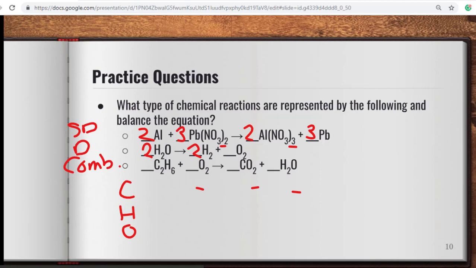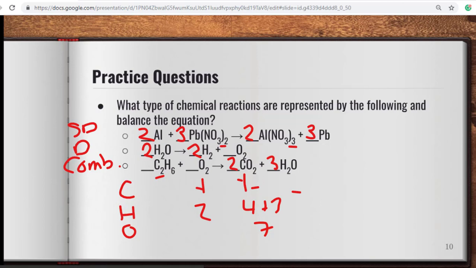So let's start with our carbons. We have 2 on the left and 1 on the right. So let's put a 2 in front of this one. Our hydrogens, we have 6 on the left and 2 on the right. So let's put a 3 here. Now with oxygens, we have 2 on the left. On the right hand side, we've got 4 and 3. That makes 7. Now if we remember, our coefficients have to be whole numbers.